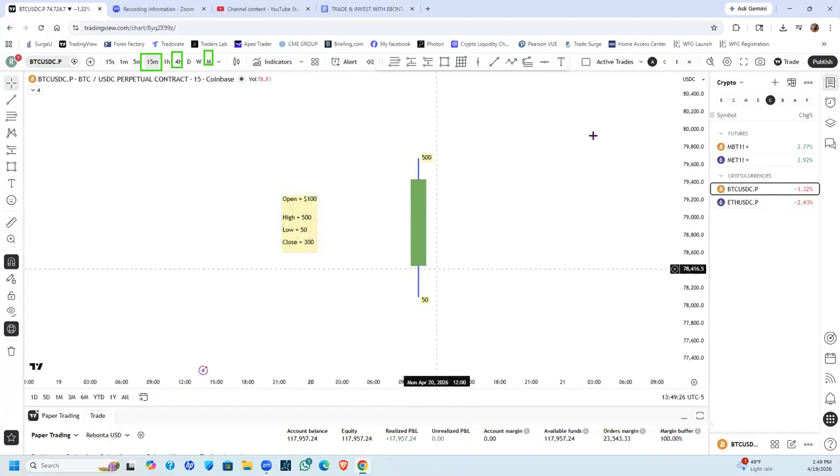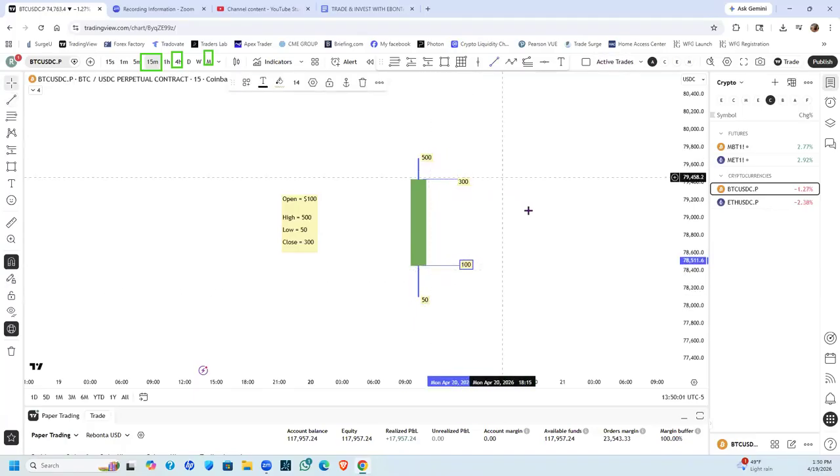As a result, the 100 is down on the bottom of the body, 100. And the close of the day, which is 300, will be this top part of the body right there, which is this 300. Essentially, this is what I'm saying, that this top body right here, that's 300. This bottom of the body right there is 100. This wick is 50, that wick is 500.